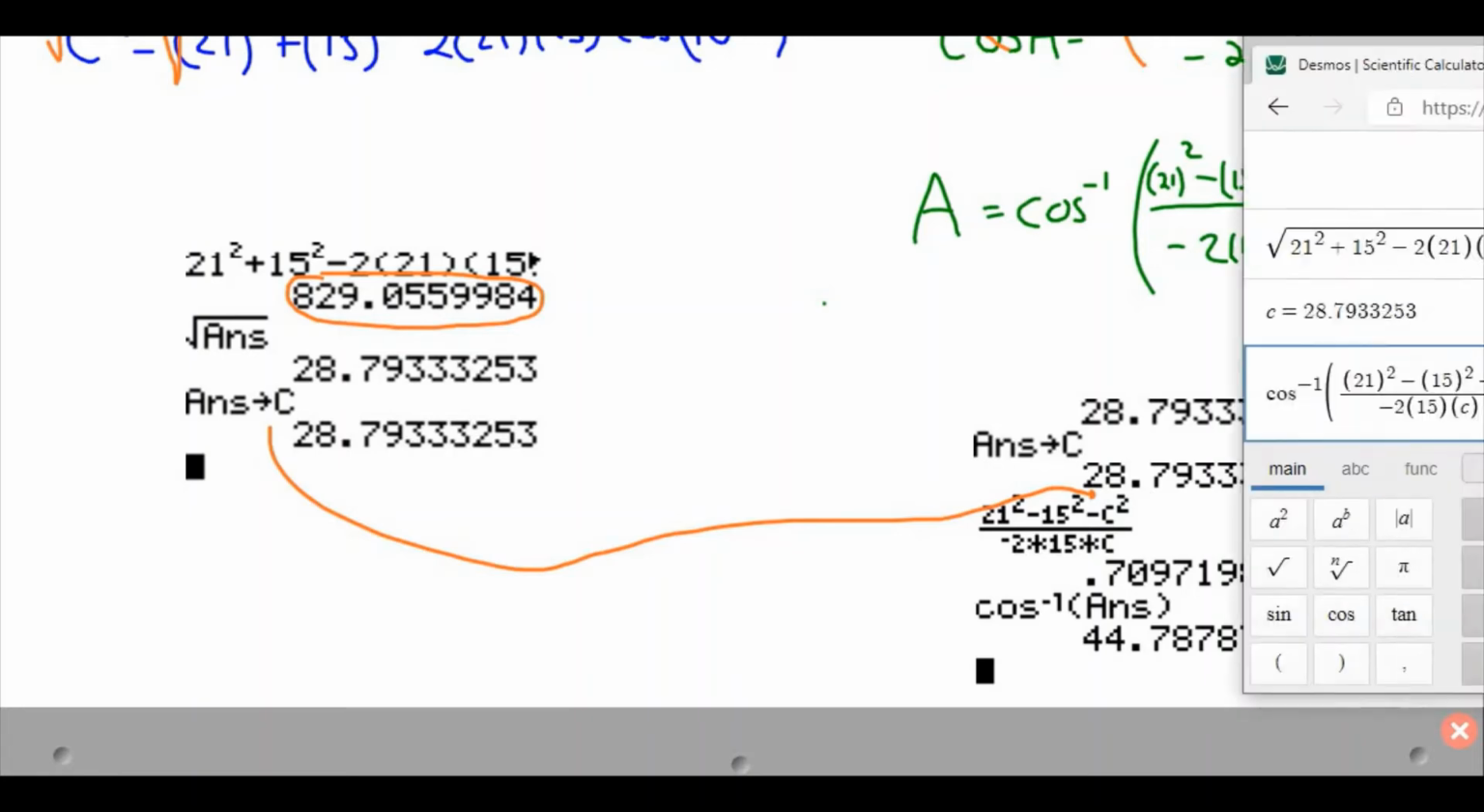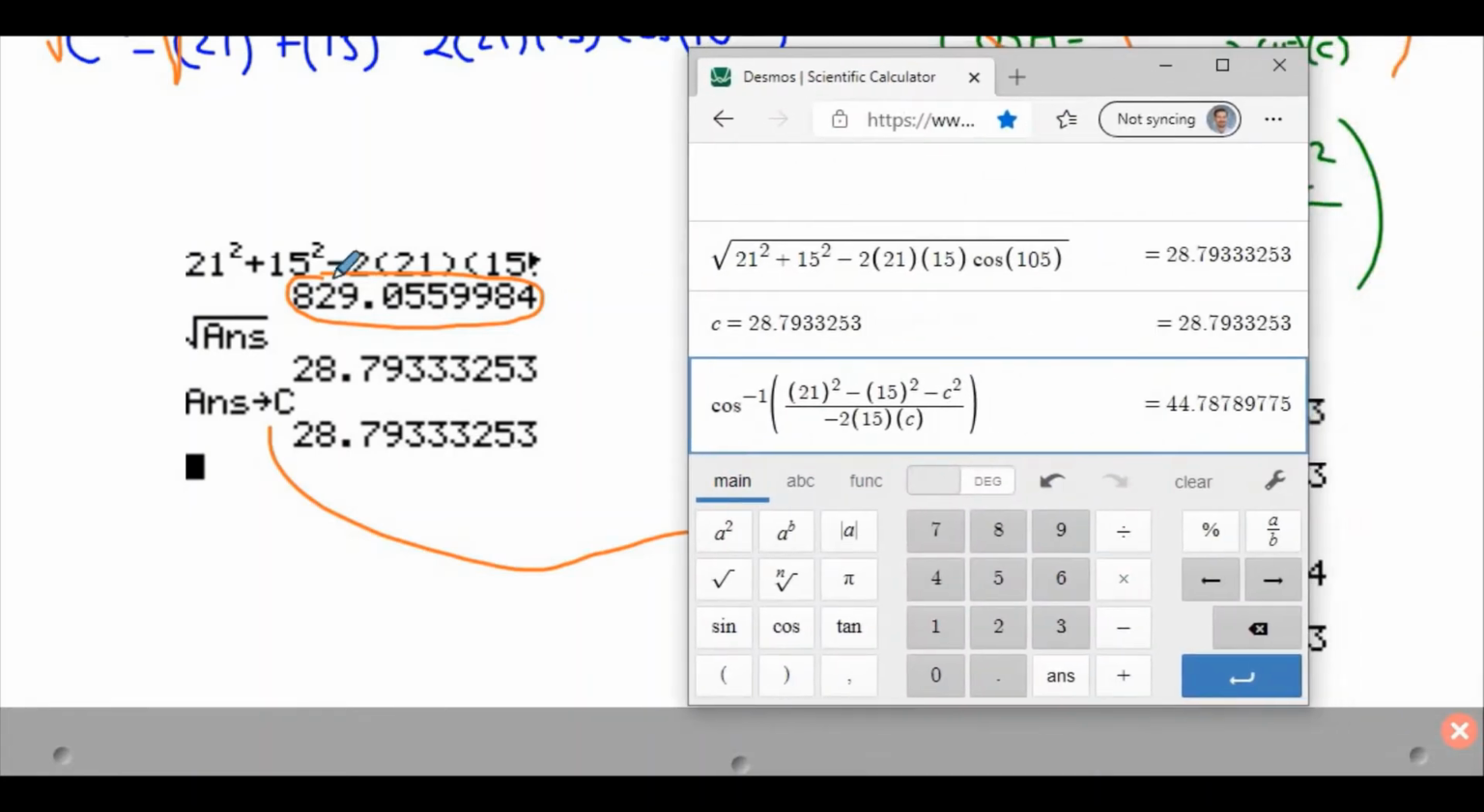So notice how nice and fluid it looks on Desmos. On Desmos, I was easily able to type the entire thing in with the square root. Notice I got the exact same answer. I was then able to just say C equals that, and you can literally just copy and paste that in there. You don't have to find a special button.